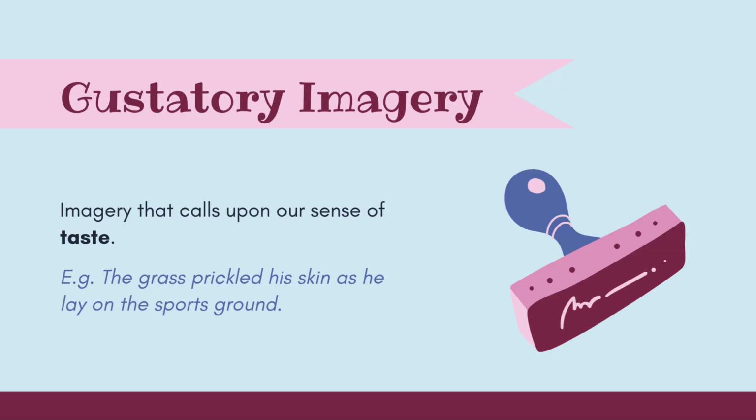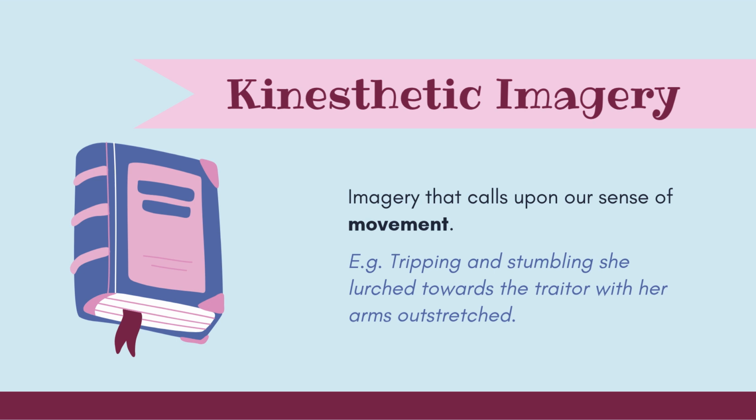Gustatory imagery. Imagery that calls upon our sense of taste. For example, the grass prickled his skin as he lay on the sports ground. Kinesthetic imagery. Imagery that calls upon our sense of movement. For example, tripping and stumbling, she lurched towards the traitor with her arms outstretched.